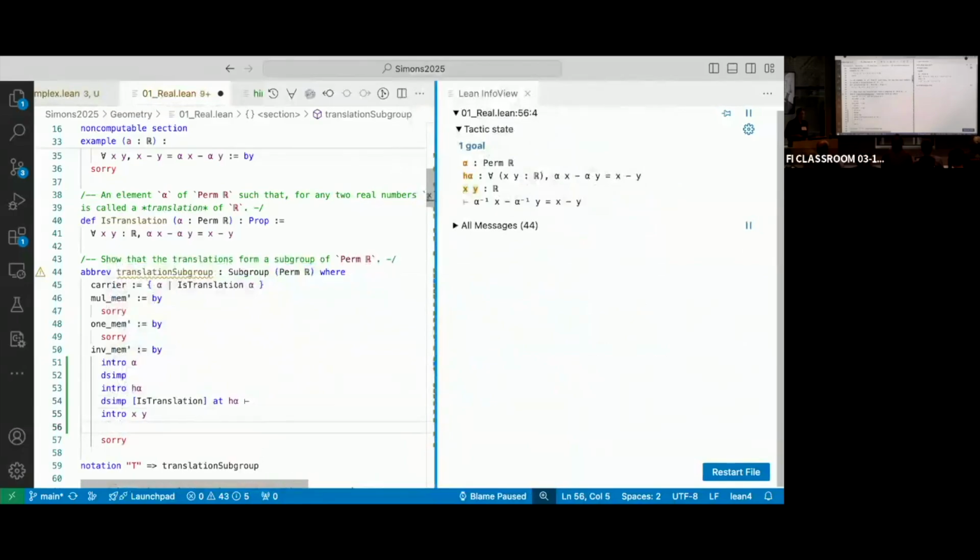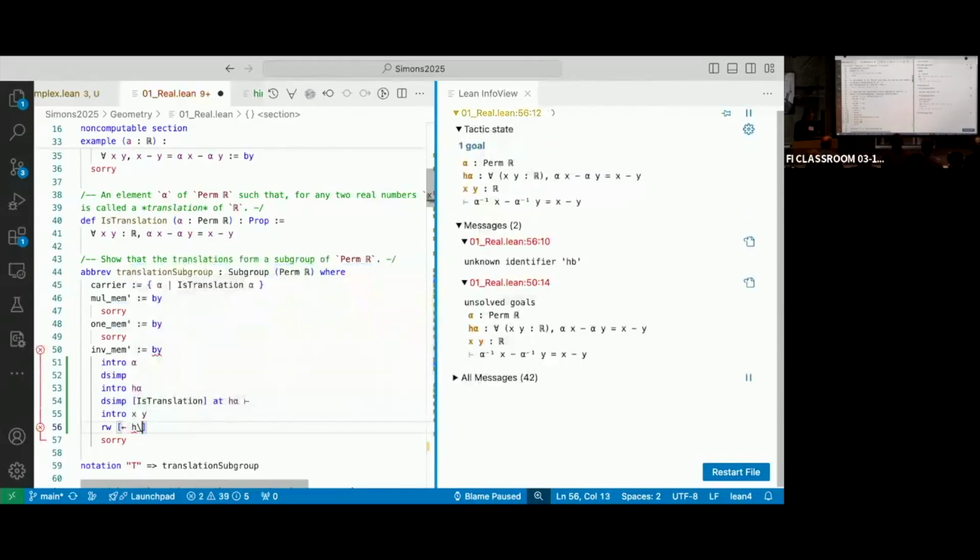And I think the place where people started, most people got as far as saying, let's apply H alpha to turn this side into alpha of X of Y minus alpha of alpha inverse of X minus alpha of alpha inverse of Y. So to do that, we need to use this H alpha in the opposite direction, turning this into something that has the alpha applied in both cases. So rewrite backwards by H alpha.